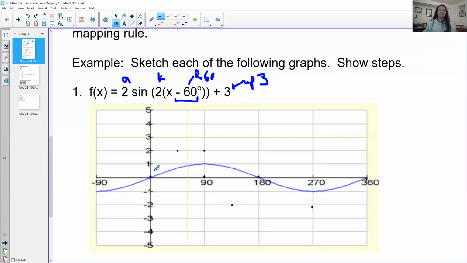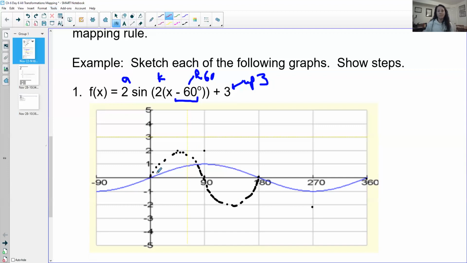So I'm going to put this as just a few dots. You should get a curve, something like this. And this is just our stretch and our compression, our vertical stretch and our horizontal compression. Now we need to move those dots right 60 degrees and up 3. So let's do a different pen.